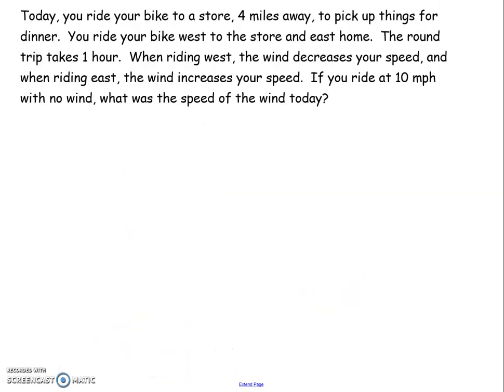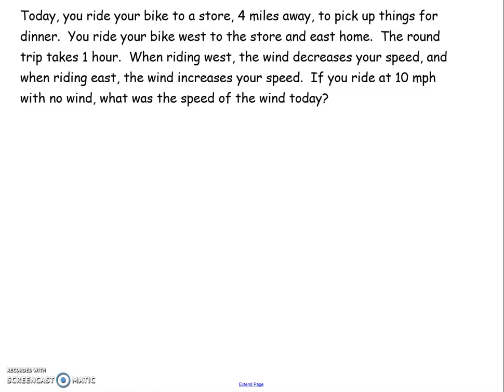This last problem is a little bit different than the other ones. So today you ride your bike to a store 4 miles away to pick up things for dinner. You ride your bike west to the store and east home. The round trip takes 1 hour. When riding west, the wind decreases your speed, and when riding east, the wind increases your speed.